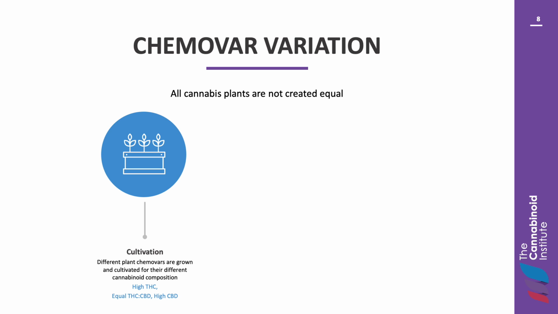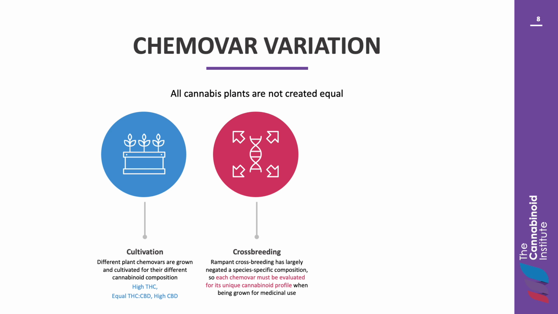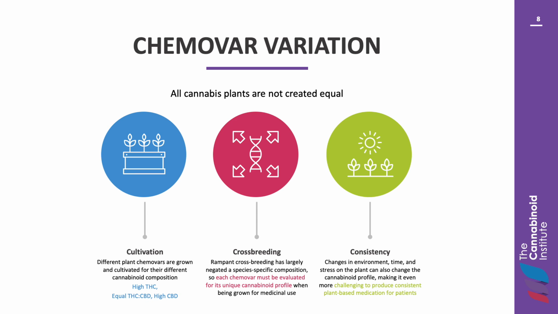Rampant crossbreeding has largely negated a species-specific composition, so each chemovar must be individually evaluated for its unique cannabinoid profile when being grown for medicinal use. Changes in environment, time, and stress on the plant can also change the cannabinoid profile, making it even more challenging to produce consistent plant-based medications for patients.